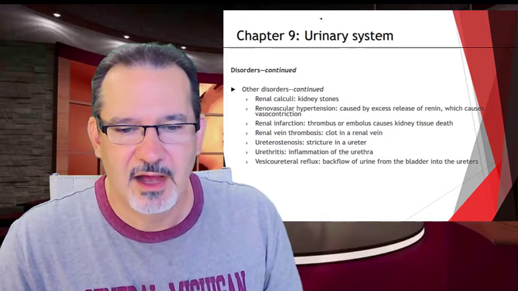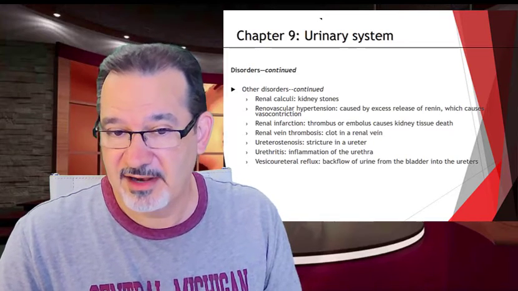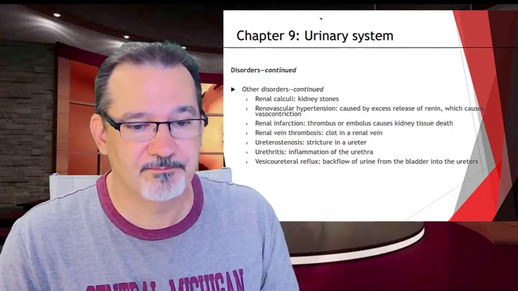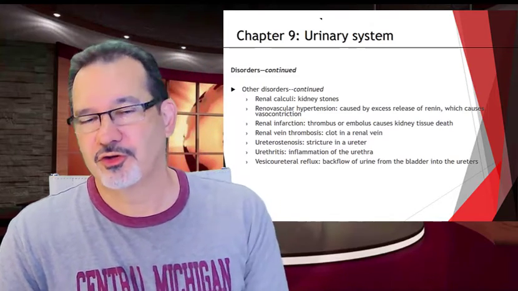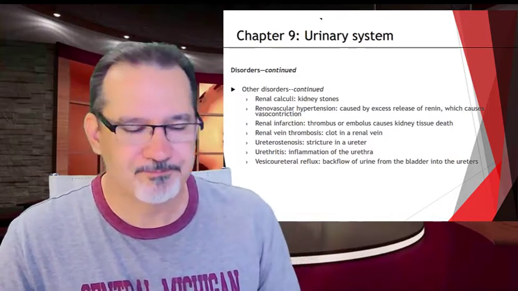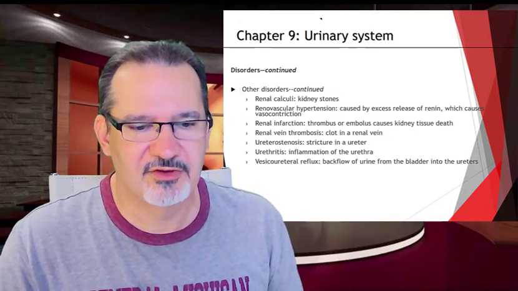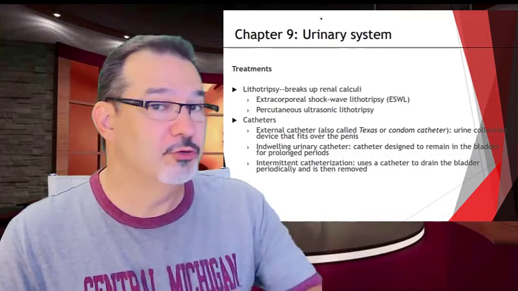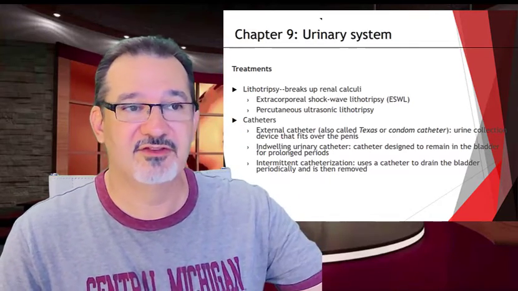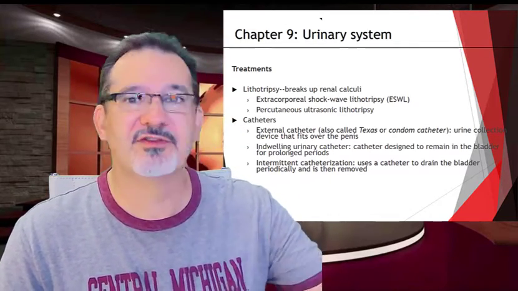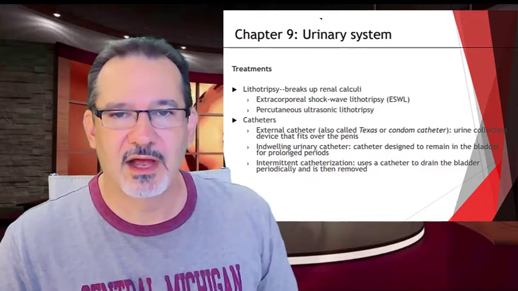Okay. Renal vein thrombosis, a clot in the renal vein. Okay. And urethritis, inflammation of the urethra, which could cause pain with urination, possibly caused by some form of infection. Could be secondary. Urethritis could be secondary to an STD or STI, like syphilis. Okay.